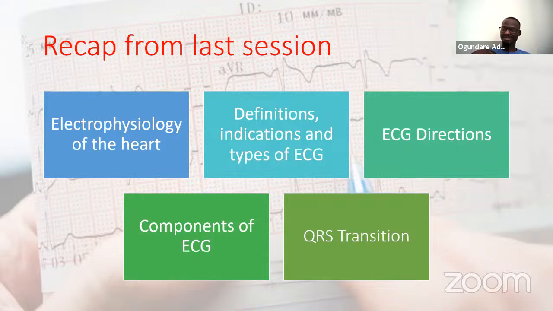So if there is any discrepancy with that transition, with that movement, then something is wrong somewhere. Probably there is an ectopic impulse coming from somewhere other than the SA node.